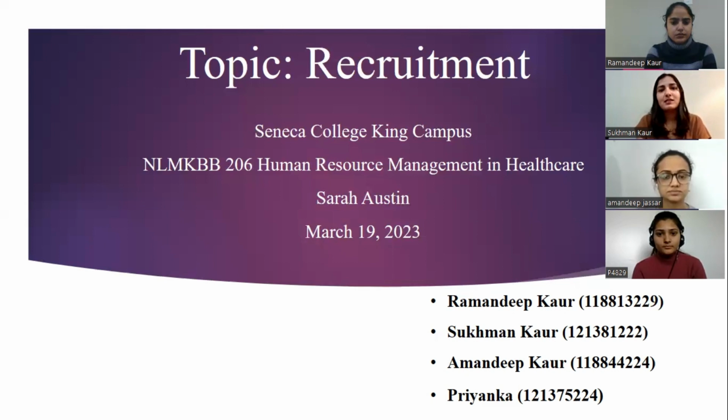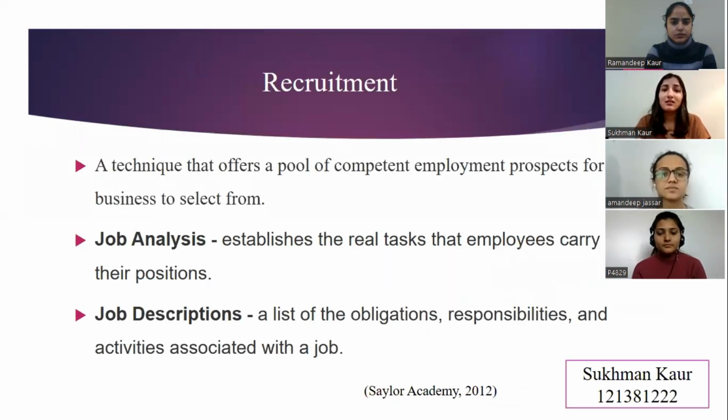Recruitment, job analysis, and job descriptions are essential for effective resource management. Recruitment attracts competent job candidates to choose from. Job analysis determines the necessary skills, knowledge, and abilities required to perform the job. And job descriptions provide an overview of the job's duties, requirements, and expectations for the person performing the job.